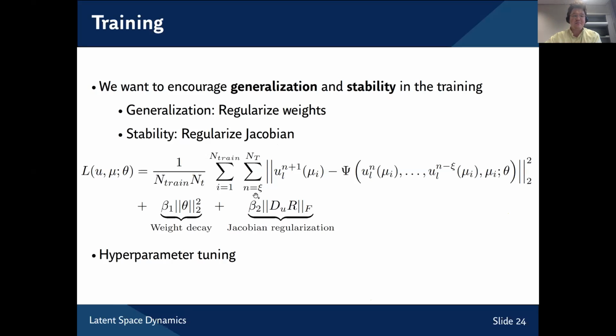And we consider beta 1 and beta 2 as hyperparameters, which leads to the next point of hyperparameter tuning. What I did here was use a Bayesian hyperparameter tuning technique that searches the hyperparameter space efficiently. And as for hyperparameters, I consider the number of layers, the number of neurons, the regularization parameters, the learning rate in the gradient descent approach, and the batch size. So basically the usual hyperparameters in deep learning.